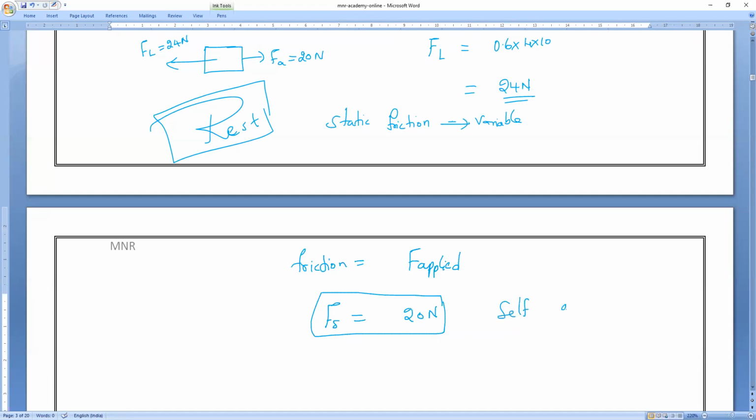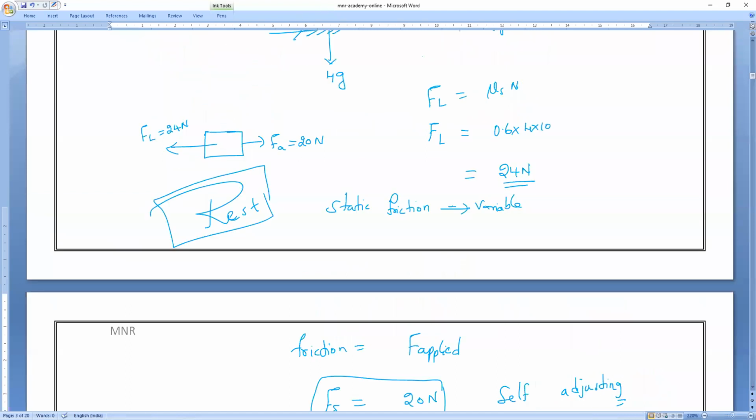Okay, everybody clear? For example, if F applied is 10 newtons, then what is the static friction? Anybody can tell? 10 newtons. If F applied is 12 newtons, then what is the static friction? Same case, 12 newtons. Static friction is also 12 newtons. But how much is F limiting? 24 newtons. That is what you should understand. Okay, brothers? Clear?